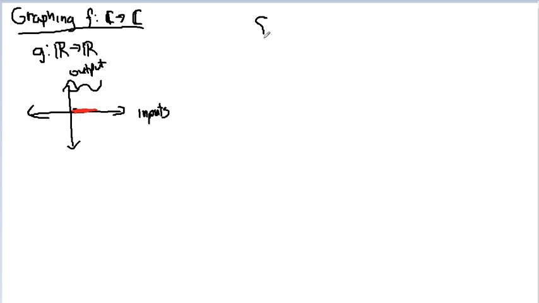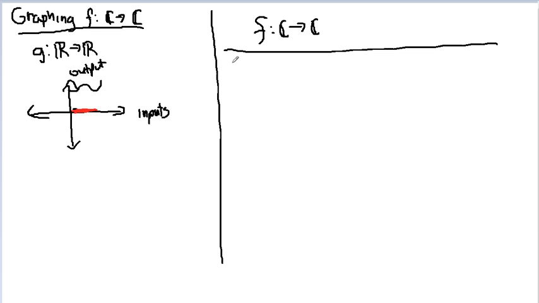The problem when we come over here is that the complex numbers are really a 2-dimensional object. So in order to do something similar over here, where you have an input plane and an output plane, you need 4 dimensions. I'm not very good at drawing in 4 dimensions, so here's the workaround. Let me give you a couple examples of how you could think about these things graphically.